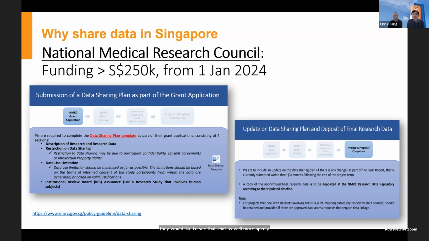And more compelling reasons why you should share data in Singapore. The National Medical Research Council has just announced that for any funding for grants above Singapore dollars 250,000 from 1st January next year, they require the submission of a data sharing plan as part of the grant application. So this is mandated now for funding above 250K. And when you finally finish your project, you're supposed to give an update on the data sharing plan and also deposit the anonymized final research data on the NMRC's data repository itself.